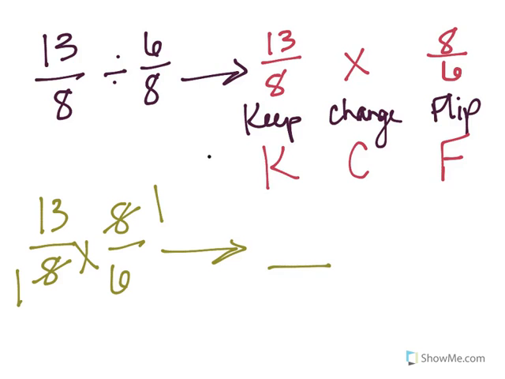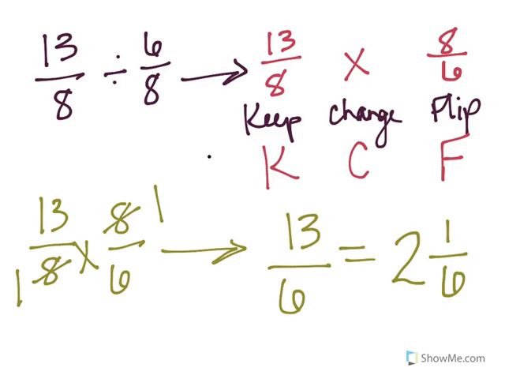Now I'm just multiplying straight across. 13 times 1 is 13. 1 times 6 is 6. I have a fraction greater than 1, so I need to turn that into a mixed number. 13 divided by 6 is 2, and then there is 1 left over, and I keep the same denominator. So I have 2 and 1/6, which matches what we got using a tape diagram.